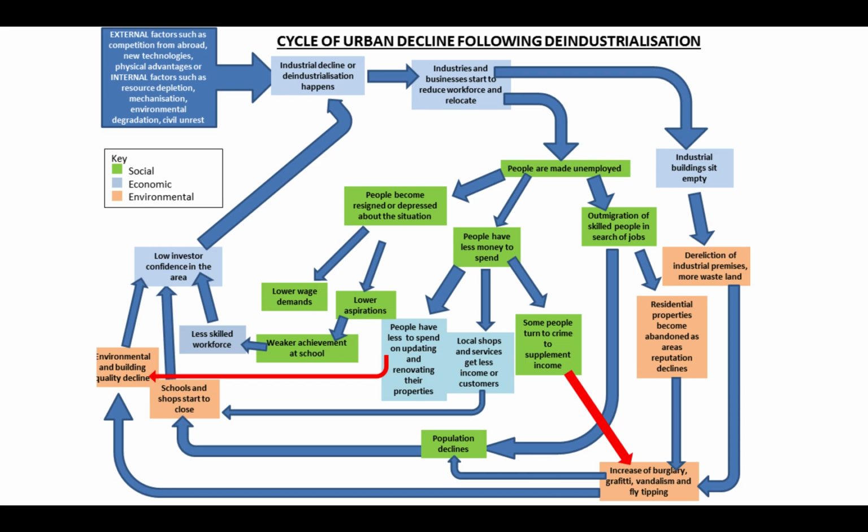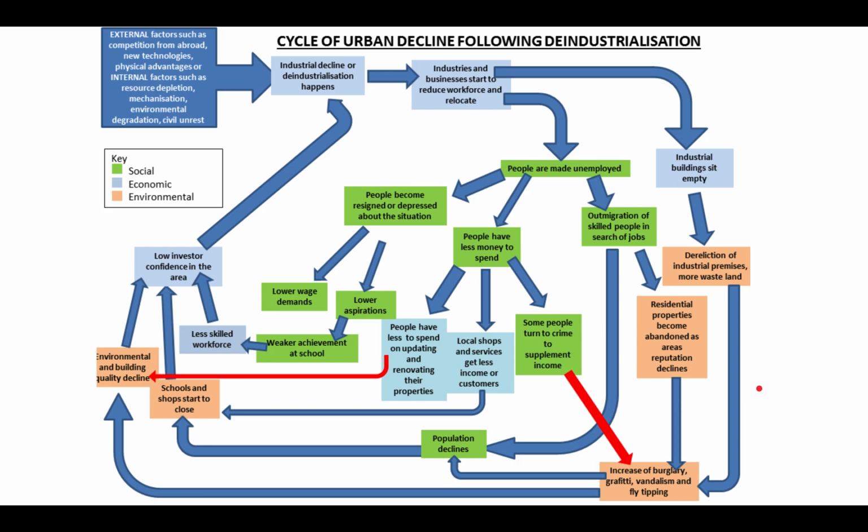Now, this diagram is quite complicated, but it is pretty much the same things I've been discussing already. So I want you to take a moment, please, and to just try and trace these arrows, okay? What you should see here is there's a key on the side. Social things are the green boxes, economic things are the blue boxes, and the orange boxes are environmental things.